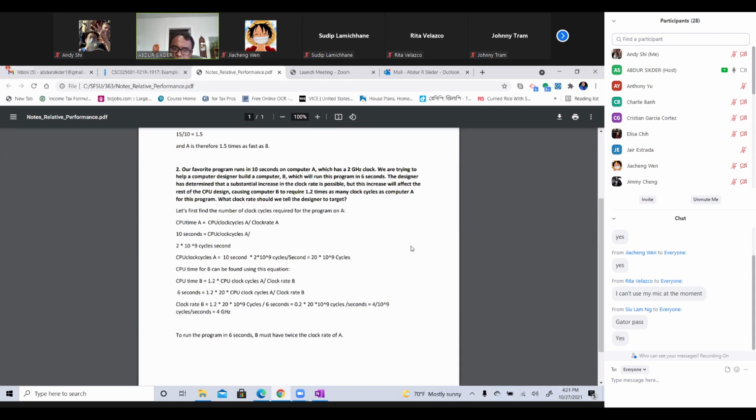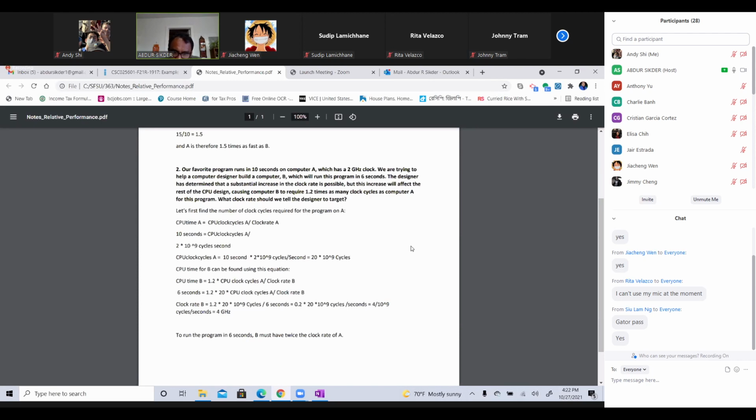CPU time for B can be found using this equation. CPU time B equals 1.2 times CPU clock cycles A divided by clock rate B. So 6 seconds equals 1.2 times 20 times 10 to the power 9 cycles divided by clock rate B. So clock rate B equals 1.2 times 20 times 10 to the power 9 cycles divided by 6 seconds. So you get 4 gigahertz. 4 times 10 to the power 9, basically. So 10 to the power 9 is gigahertz. 1 gigahertz, so it is 4 gigahertz here.